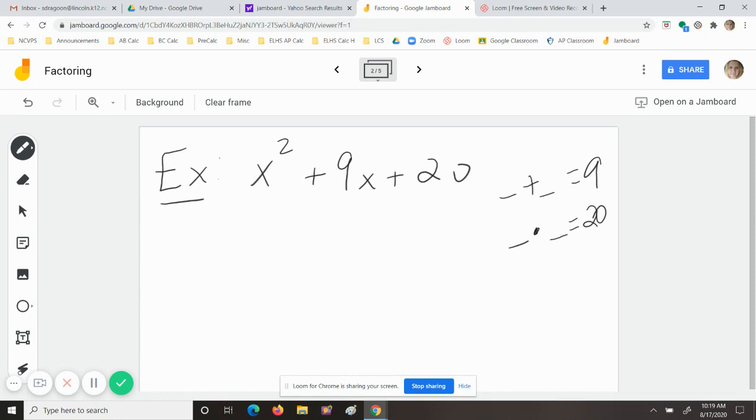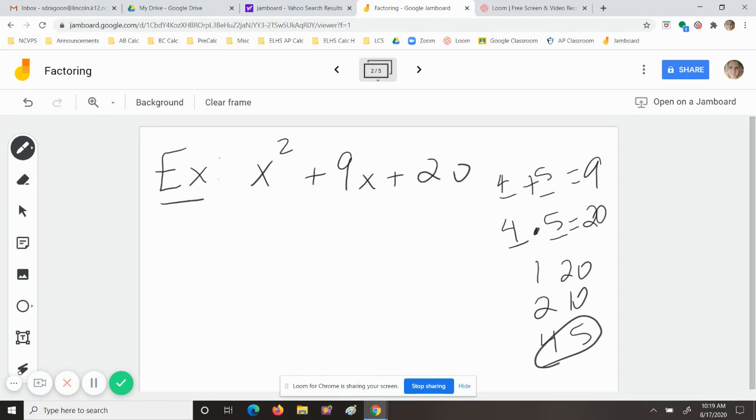Now, this should be pretty easy to figure out. If not, you can start going through your factors for the number that you have to multiply for. Think about 20. We have 1 and 20. That's not going to work. We have 2 and 10. Not going to work. 3 doesn't go into it. 4 times 5 is 20. And now we found our set. 4 plus 5 gives us 9, and 4 times 5 gives us 20.